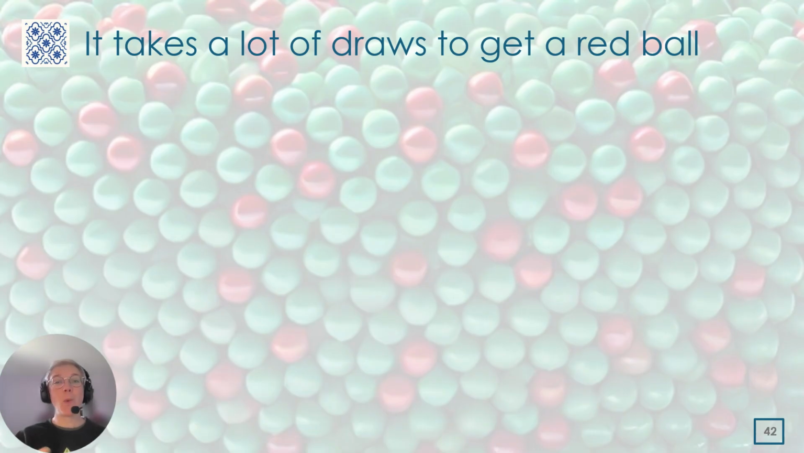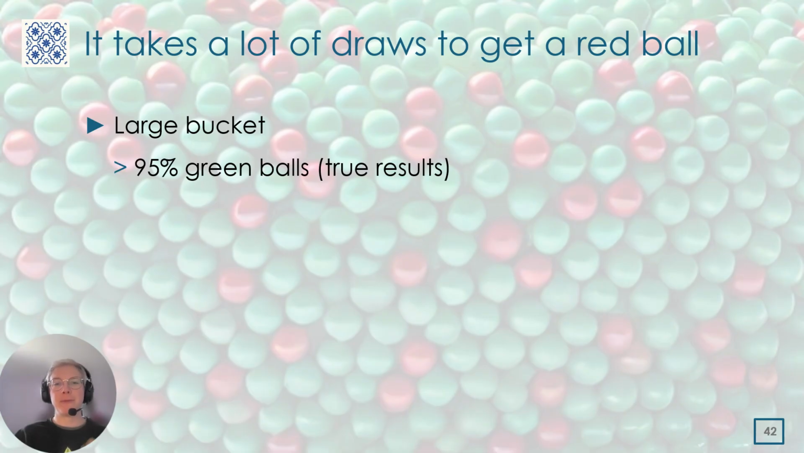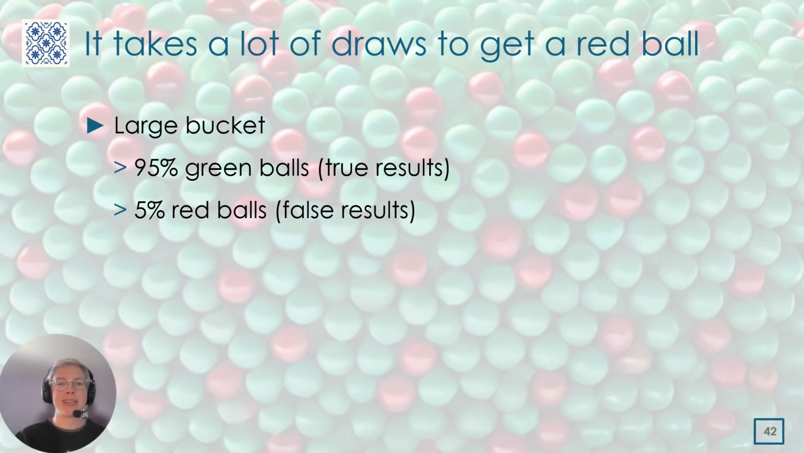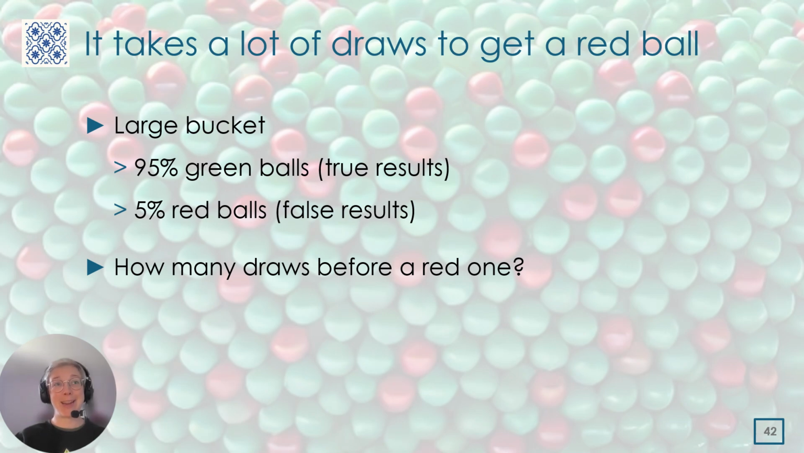To help you understand why, imagine you have a huge bucket filled with green balls, but there are 5% of red balls that are mixed in. So these are our false results, right? Green balls are true positives and true negatives, red balls are false results: false negatives, false positives. So if I do a blind draw into this huge bucket, how many balls before I get a red one? Well, on average, it's going to be 20 balls, but it might take me much longer than this.